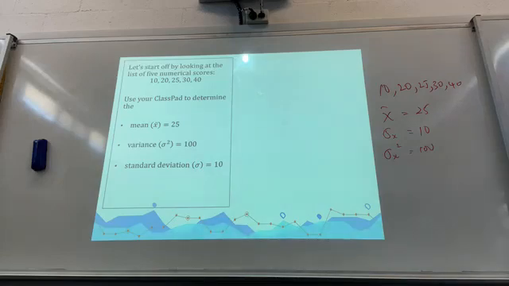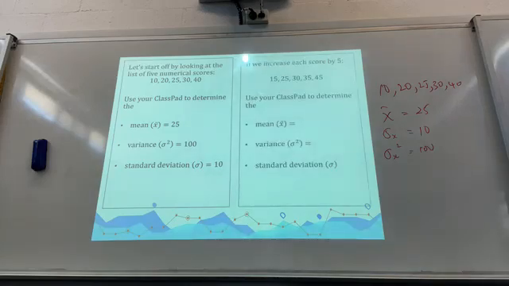Next thing, this time, a bit of transformation. So, if we increase each score by 5, can you actually work out the mean, variance, and standard deviation? So, we've increased everything by 5. So, 10 plus 5 is 15. 20 plus 5 is 25. 25 plus 5 is 30, and so on and so forth. Alright? Now, I still want you to use your class pad. See what happened to the mean. It increases by 5, doesn't it?